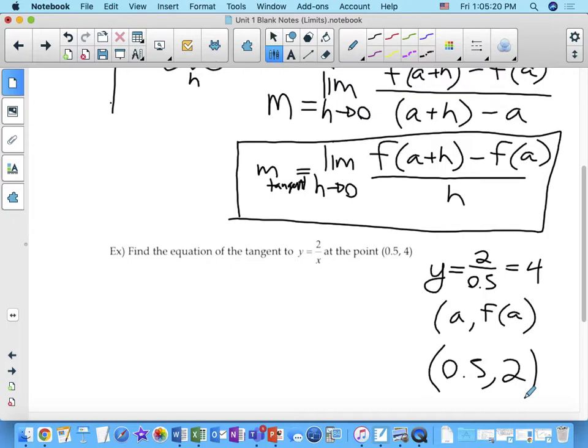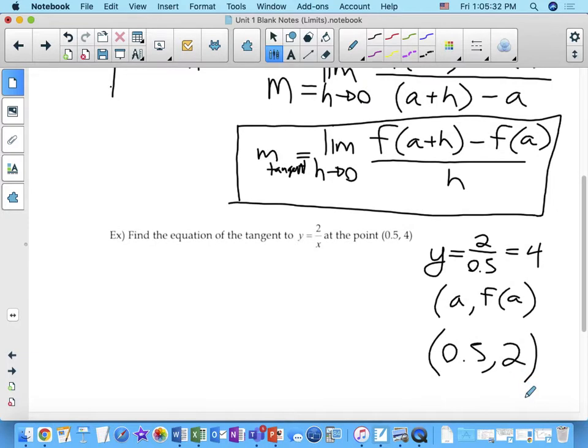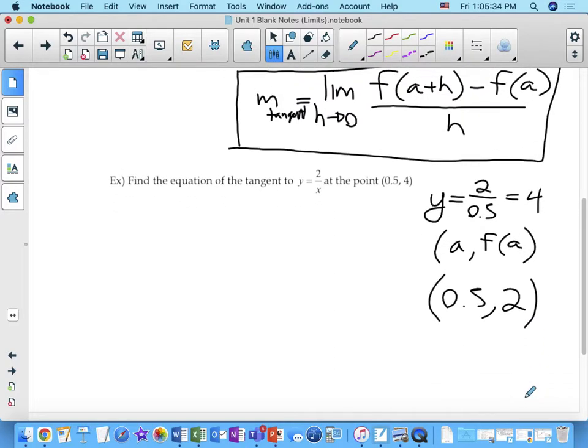Okay, so again, we need slope because we've got a point. If we've got a point and we've got the slope, we can get the equation of a linear function. Okay, so what's that? Oh, it's 4. There we go. That's a good question. I don't know why it's 2 now. It should be 4. Okay.